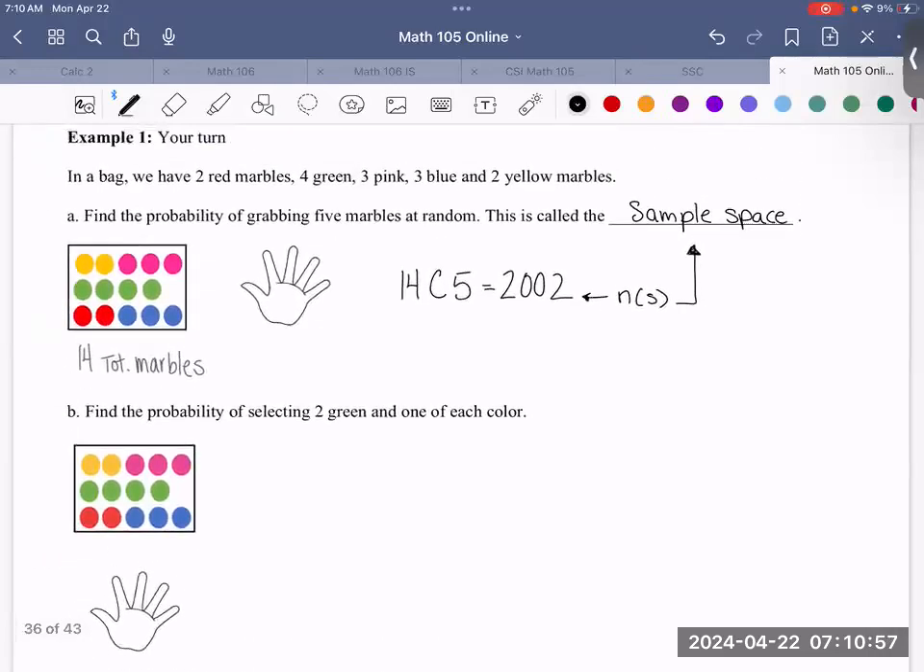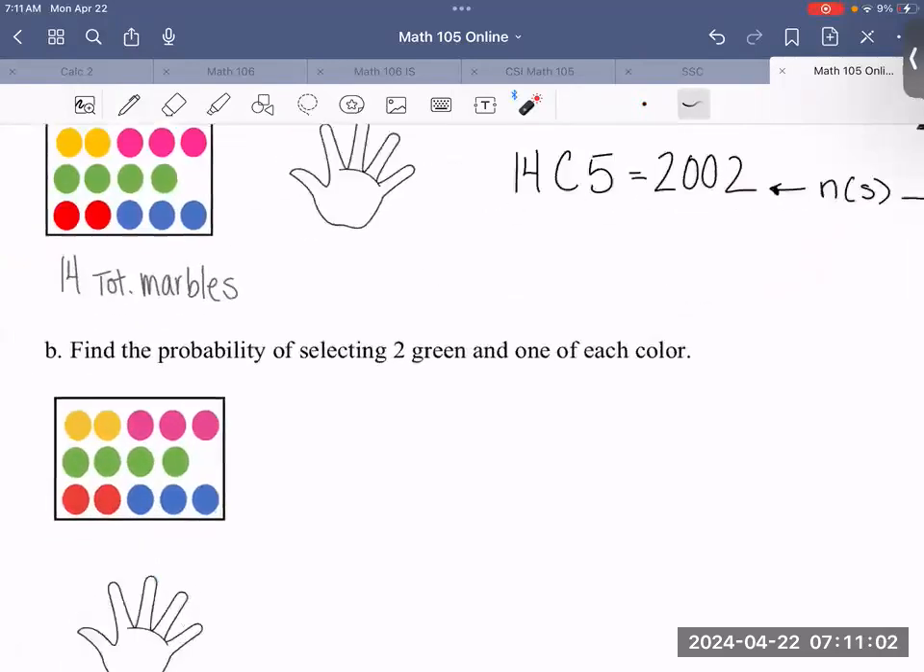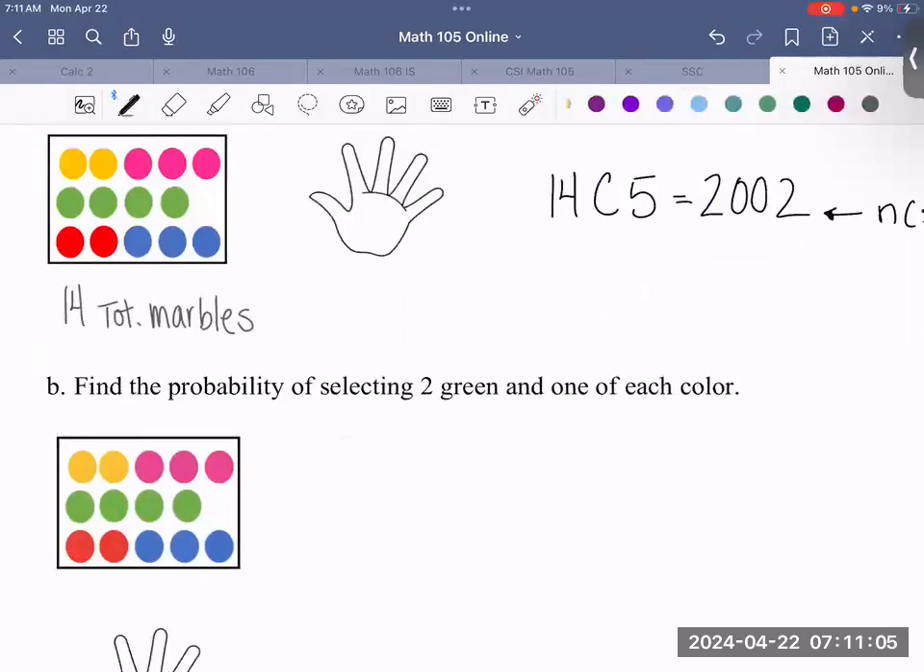I don't know why it said find the probability. We're not finding the probability. We're just finding your sample space. And it could be 5 at random.